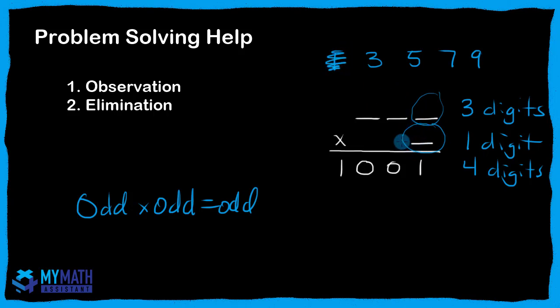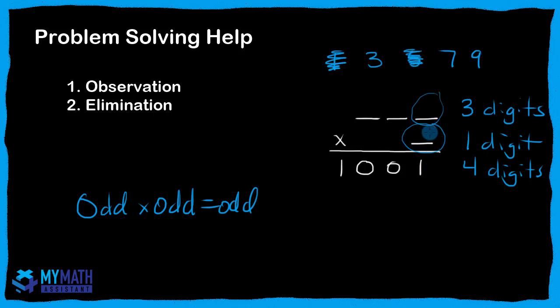Then I think about my rules of divisibility, and that may be a lesson that's in your book that you could look up. So some of the rules of divisibility, for example, I know if a number is divisible by 5, then it will end in a 5 or a 0. So this can't be a 5 because if this number right here was multiplied by 5, then this would have to be a 5 or a 0. So I can eliminate 5.